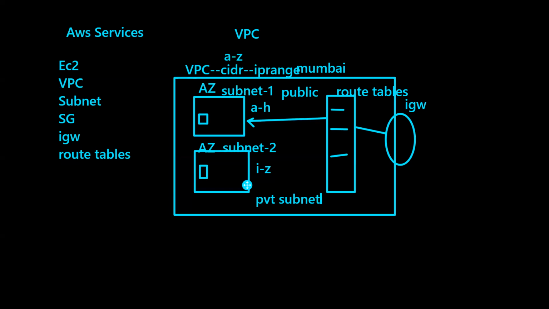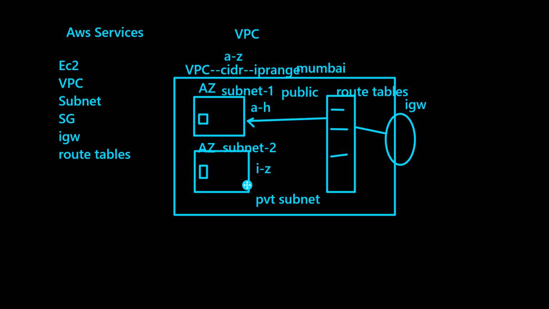Private subnet means no internet traffic. You did not add this private subnet to the route table. The route table does not have this rule to allow traffic, so traffic will not be allowed, which is called a private subnet. Any more?